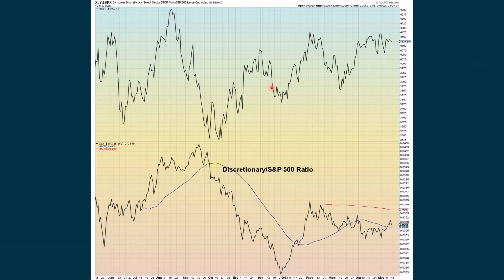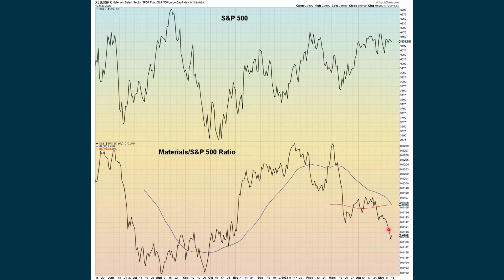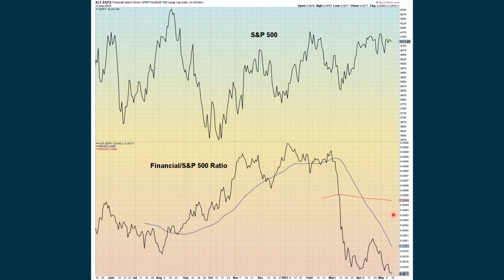Then we look at the S&P 500 on top and we compare it with discretionary. Discretionary has been doing kind of well, but lately it's really been chopping sideways. We also look at energy to the S&P, where we saw a recent death cross and now we're seeing some weakness. Materials are also getting really close to a death cross on this ratio. The financials had a death cross already and continue to underperform the S&P.